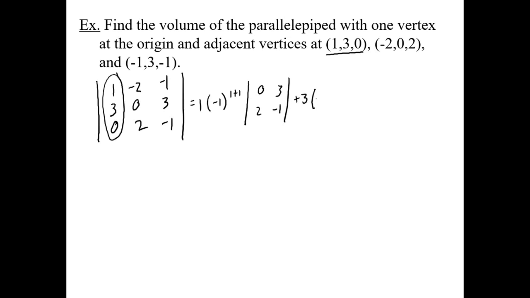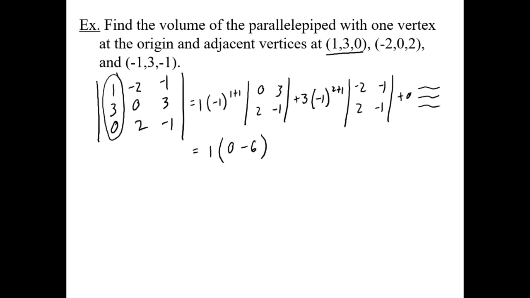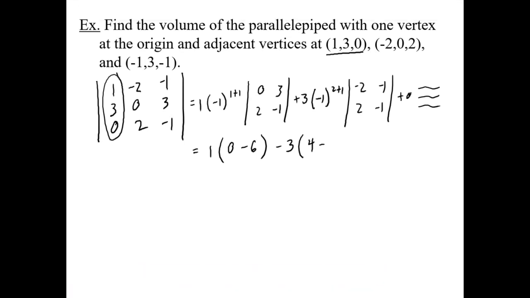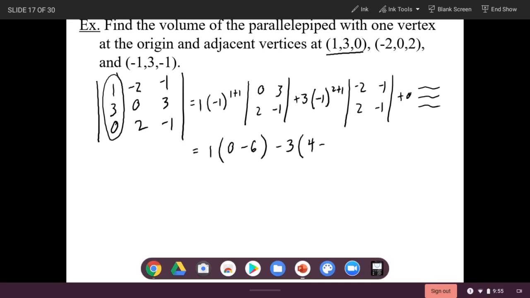plus 3 times -1 to the 2 plus 1 times its smaller matrix, plus 0 times who cares because it's a 0. And so I'm getting 1 times 0 minus 6, minus 3 times 4 minus, nope, let's try it again.